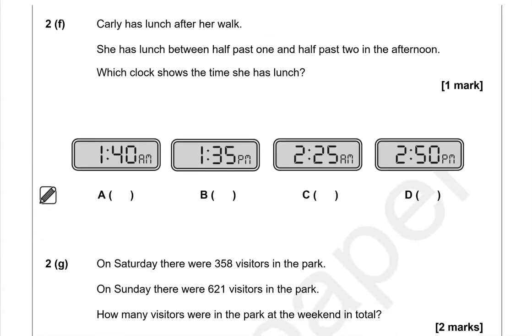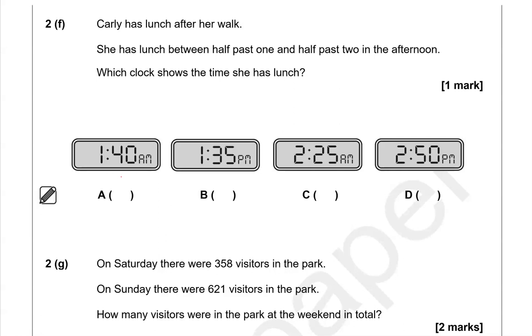Kylie has lunch after her walk. She has lunch between 1:30 and 2:30 in the afternoon. Which clock shows the time she has lunch? So between 1:30 and 2:30 in the afternoon. This is 1:40 a.m. So that's not in the afternoon, so it can't be.